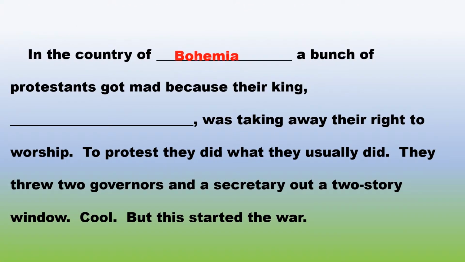In the country of Bohemia, a bunch of Protestants got mad because their king, Ferdinand II, was taking away their right to worship. To protest, they did what they usually did. They threw two governors and a secretary out of a two-story window. Cool. But this started the war. The folks that got thrown out of the window survived, I think, but the fact that they did this is what started the 30 Years' War.